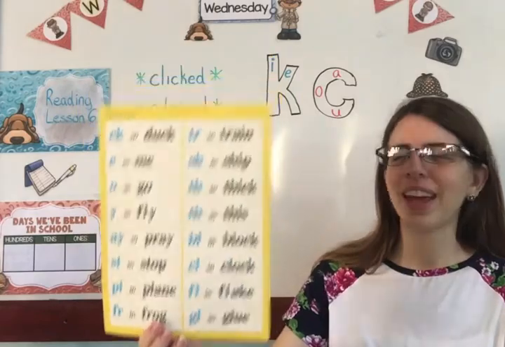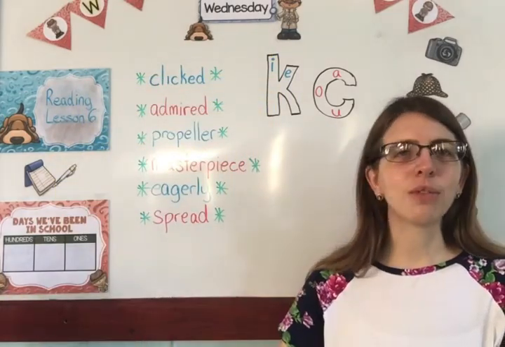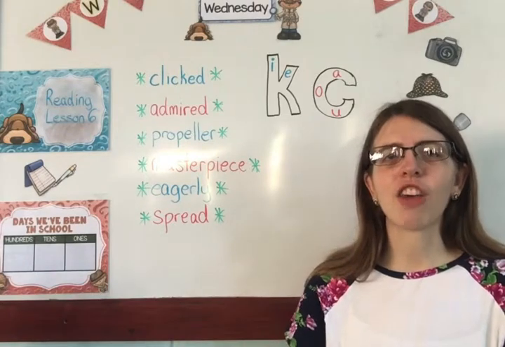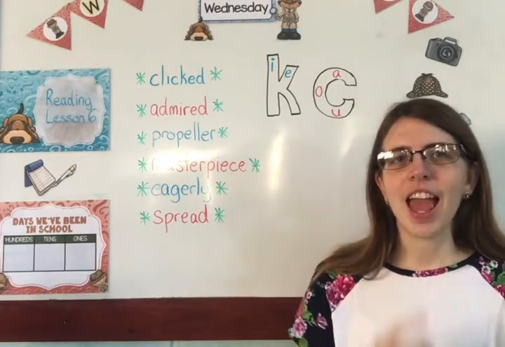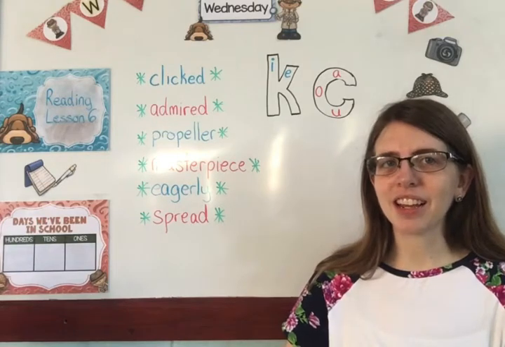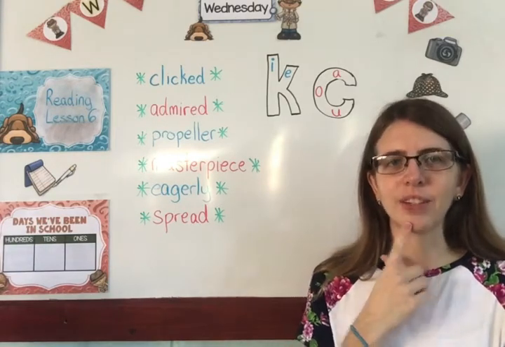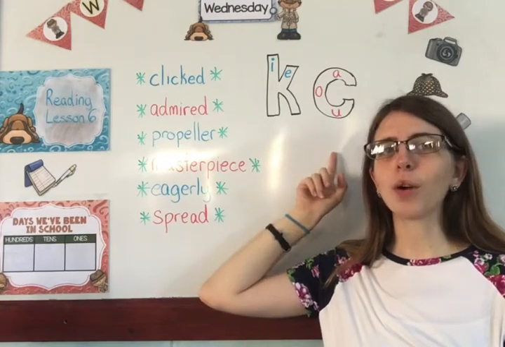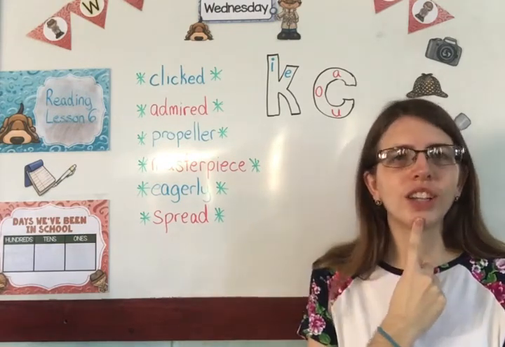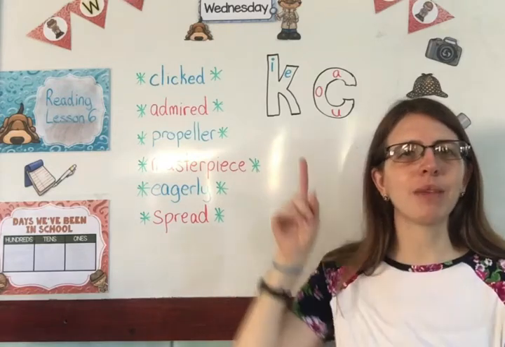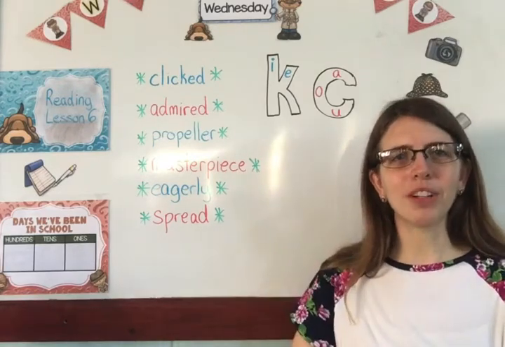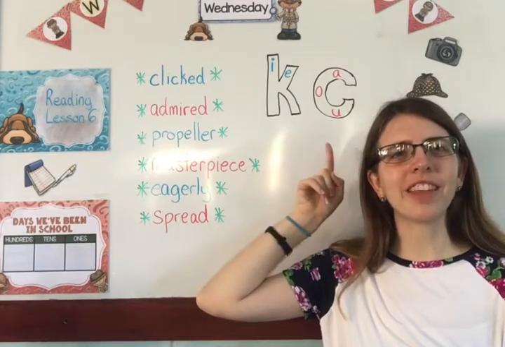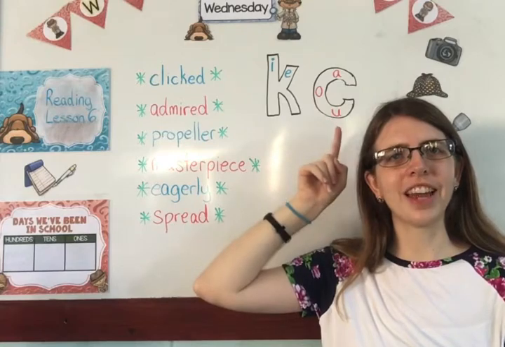Good job! Very good. Now let's review our CK rule. Remember when you're spelling and you hear the k sound, if an I or an E comes after the k sound, then the k is made by K. But if an A, O, or U comes after the k sound, then the k is made by C. So our rule is K goes with I and E. C before the other three, A, O, and U.